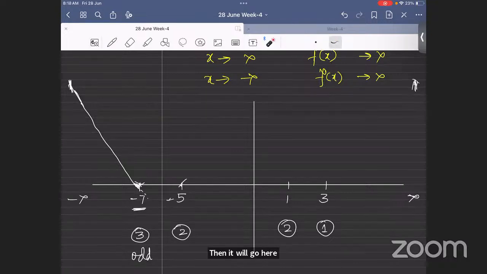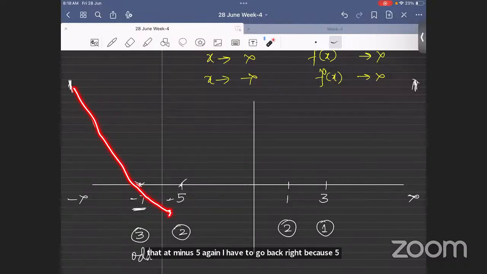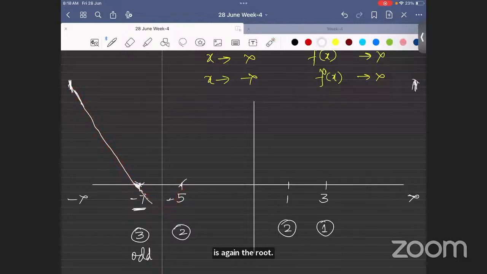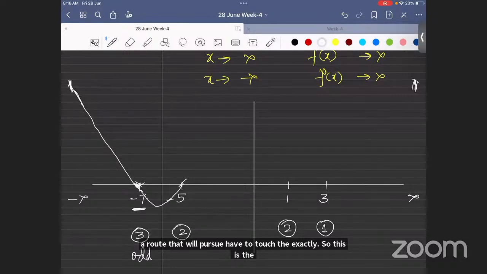But then it will see that at minus 5 again I have to go back, because minus 5 is the root. So I can't directly go like this. I'll have to go like this, but in between, it will see that minus 5 is again the root, so it has to go something like that. For any polynomial, if you have a root, that will for sure have to touch the x-axis. So minus 5 is the x-intercept, and it will go there.